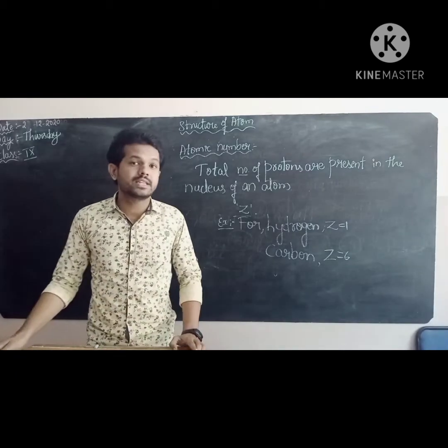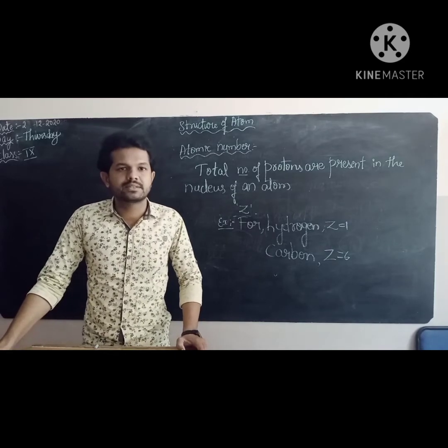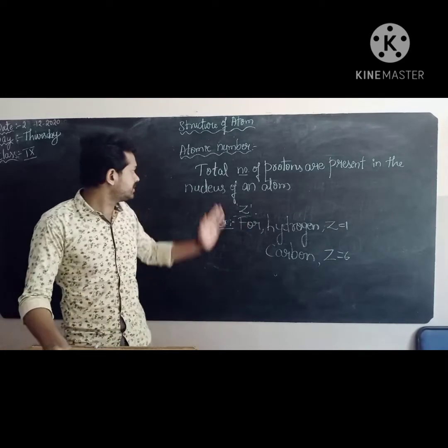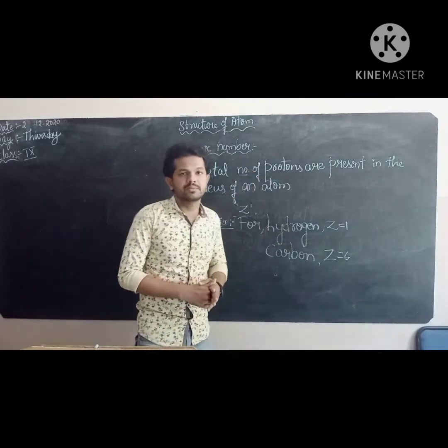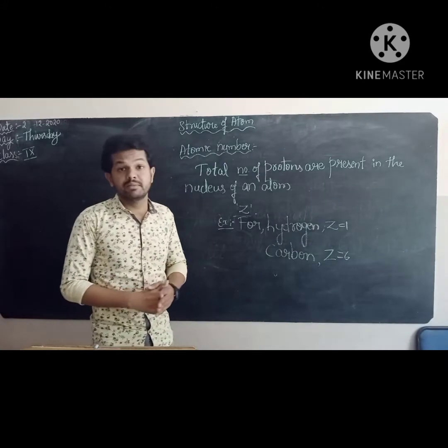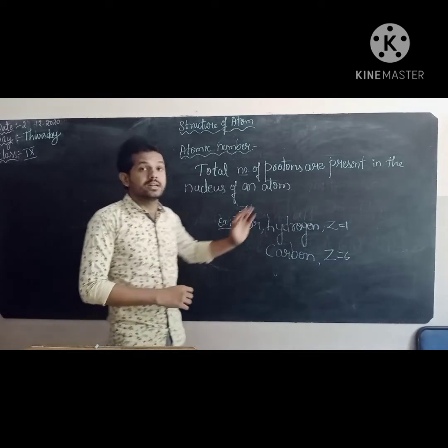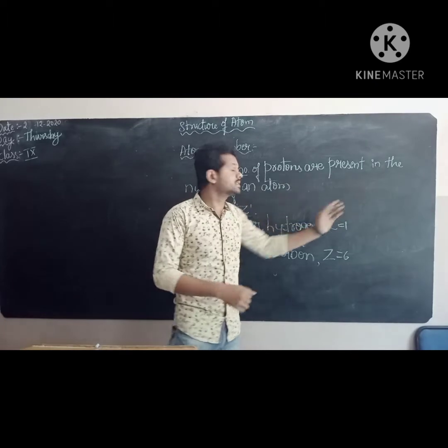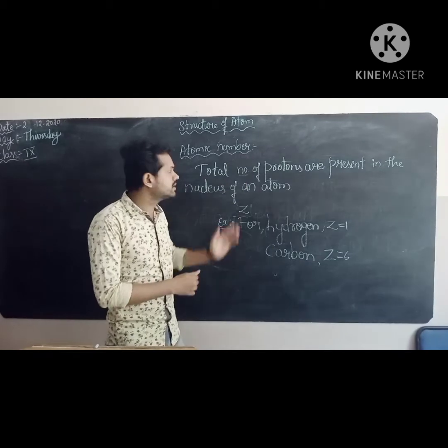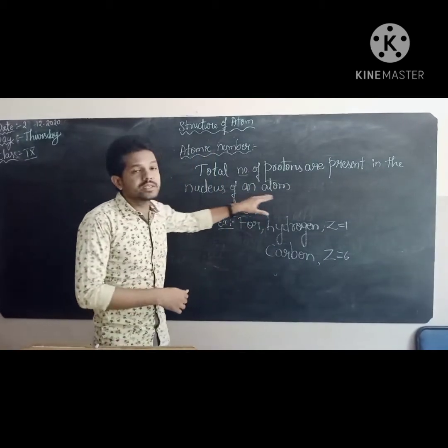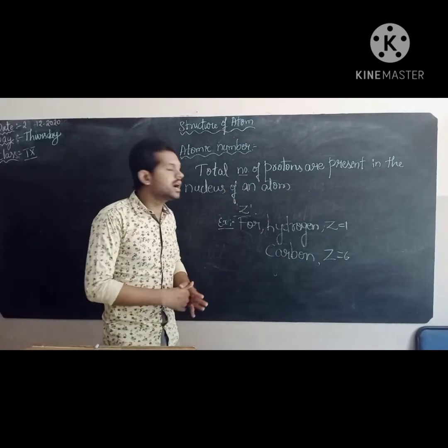You know, in the last class, that in the nucleus, the number of protons will be present. So it is very related to that. Atomic number means the number of protons present in the nucleus of an atom. If you consider any element, it will contain a nucleus, and in the nucleus the total number of protons present can be termed as atomic number. Atomic number is nothing but the total number of protons present in the nucleus of an atom.